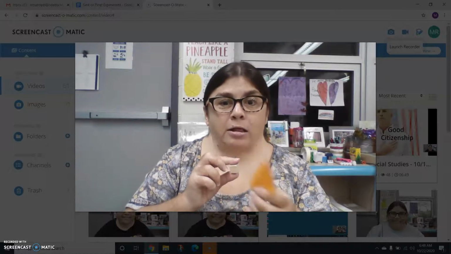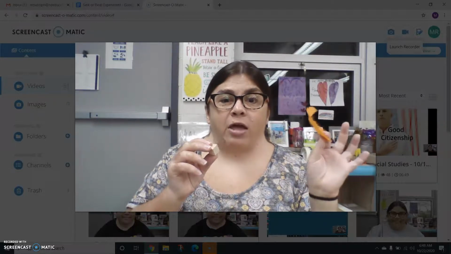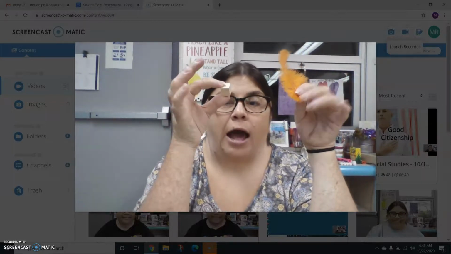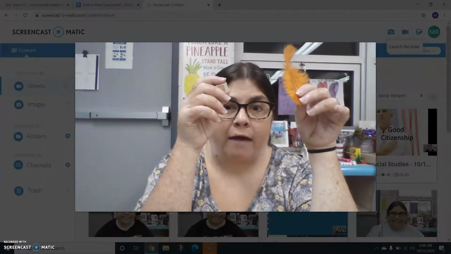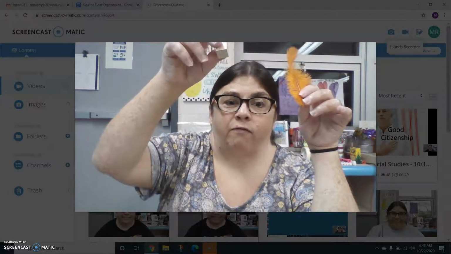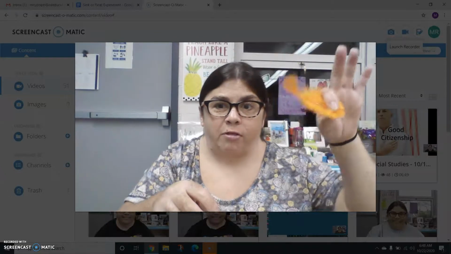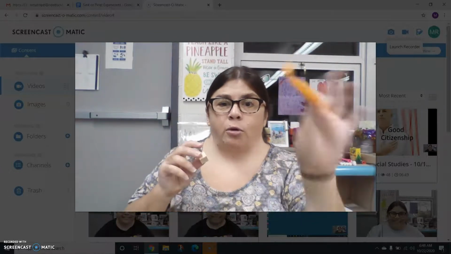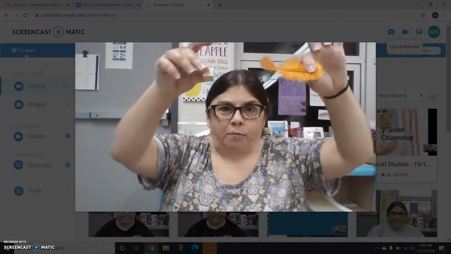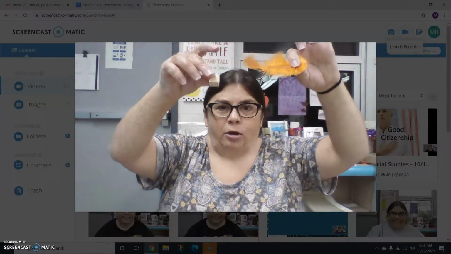My hypothesis, my prediction is that I think the block is going to fall faster because as I'm holding it, the block is a little bit heavier. And so I think since it's so heavy, that weight is going to force it down a lot faster than the feather. Okay? So you keep your hypothesis, your prediction, your guess in your head, and let's do this experiment and see if we're right.